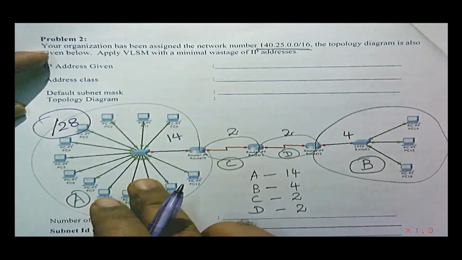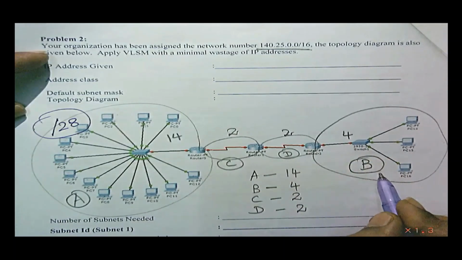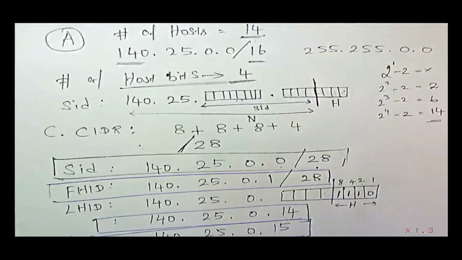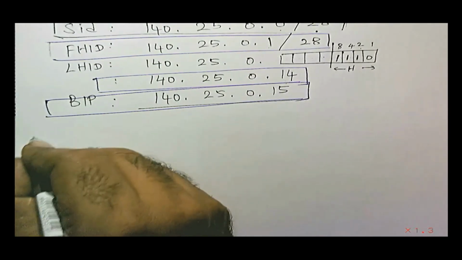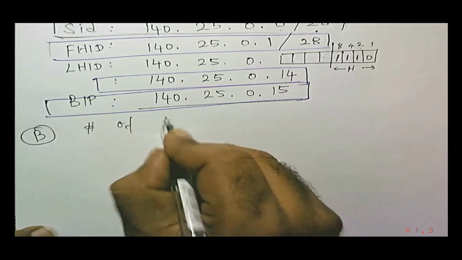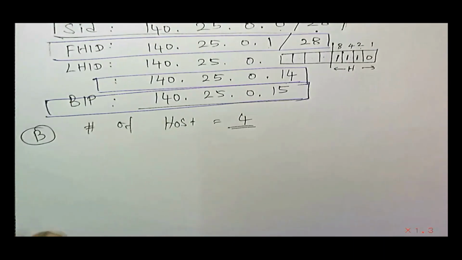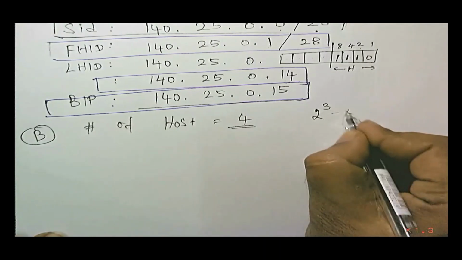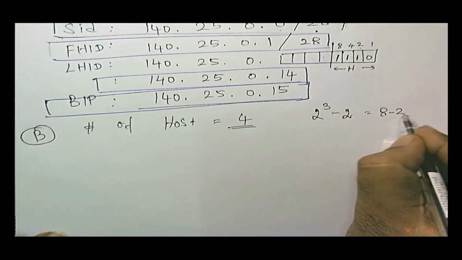Now we have to move on to the next subnet, the next major one, which has the next largest number of hosts. It is going to be B. For B we need 4 hosts, so we need to calculate for 4. Now I'm going for the second subnet, which is going to be B. How many hosts do you need? You need 4 hosts. Then 2 to the power of 3 minus 2. So 2 to the power of 3 is 8, 8 minus 2 equals 6.